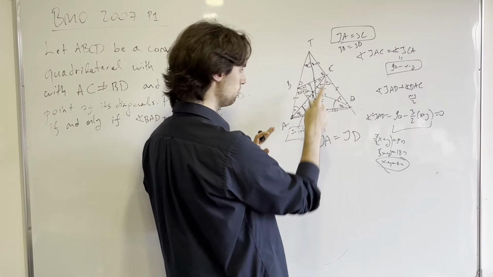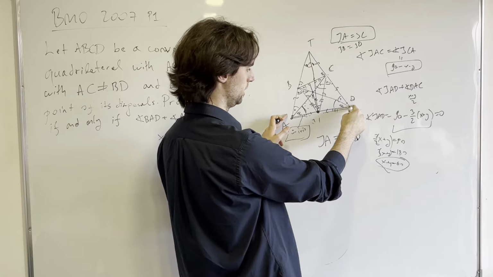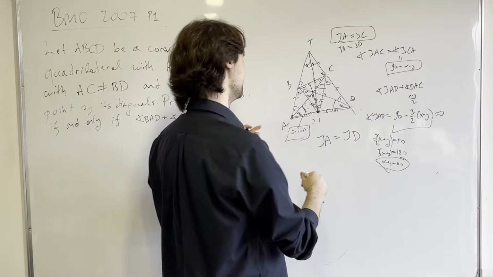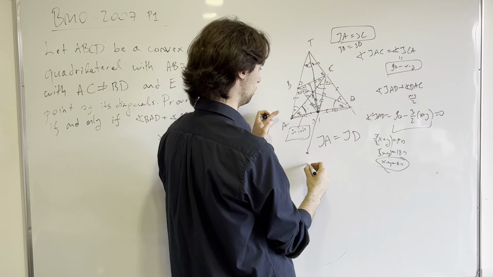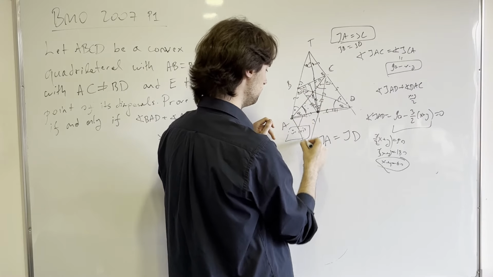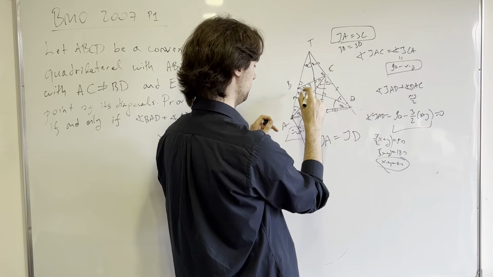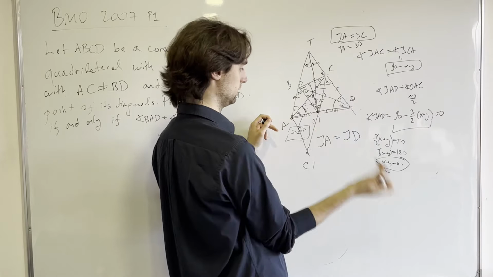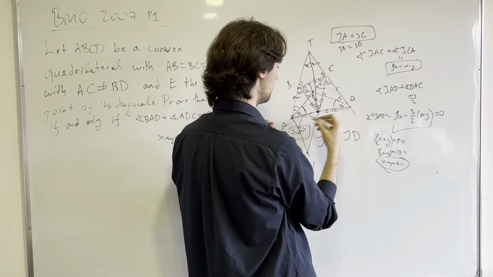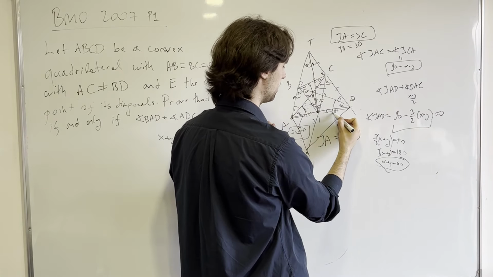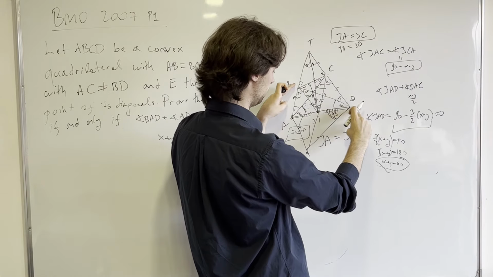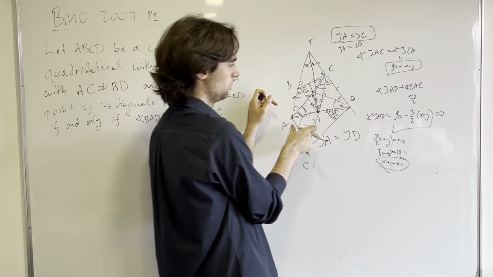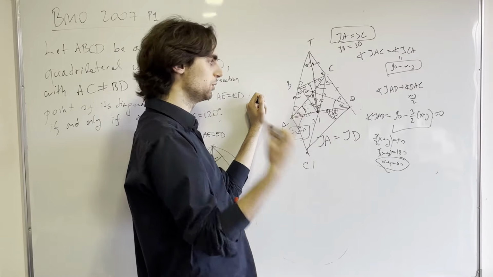I'll first say, if you reflect C over the midpoint of AD, which we just saw as J, you get a point here called C prime. To me this makes more sense because I get this is equal to this immediately, and I get an angle bisector here. AD is the angle bisector of this, I get this is equal to this, and so I know I can use my lemma.